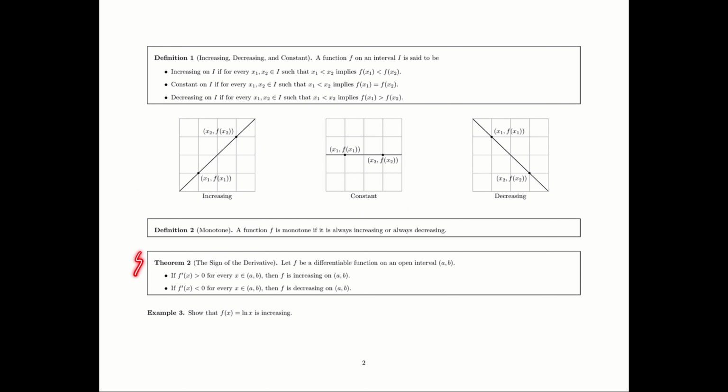So this theorem here, the sign of the derivative: if we have a positive derivative for every x in some range of x values, then we can conclude that f is increasing. And if the derivative is negative, then we can conclude that f is decreasing. Again, think about this. The derivative tells us the slope of the tangent line. So if we know that on a graph, all of the tangent lines have a positive slope, then that means they have to be increasing.